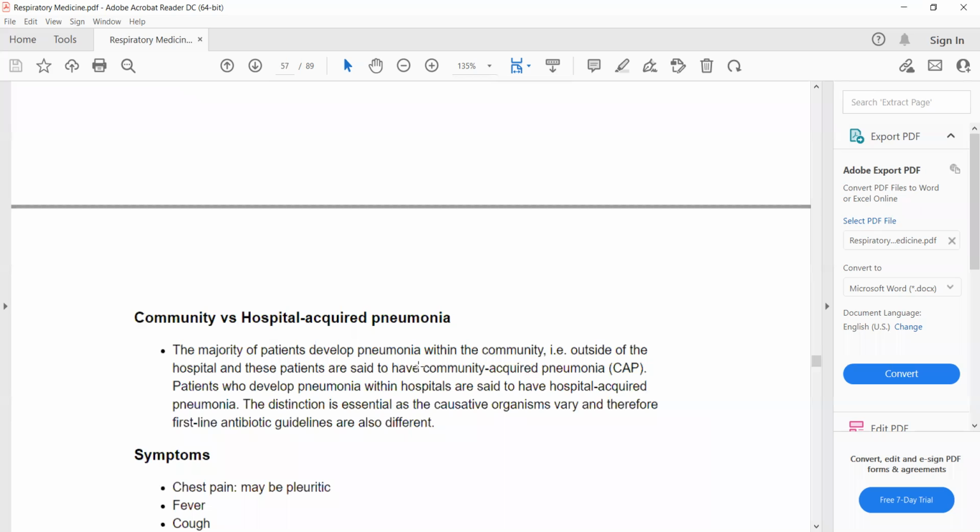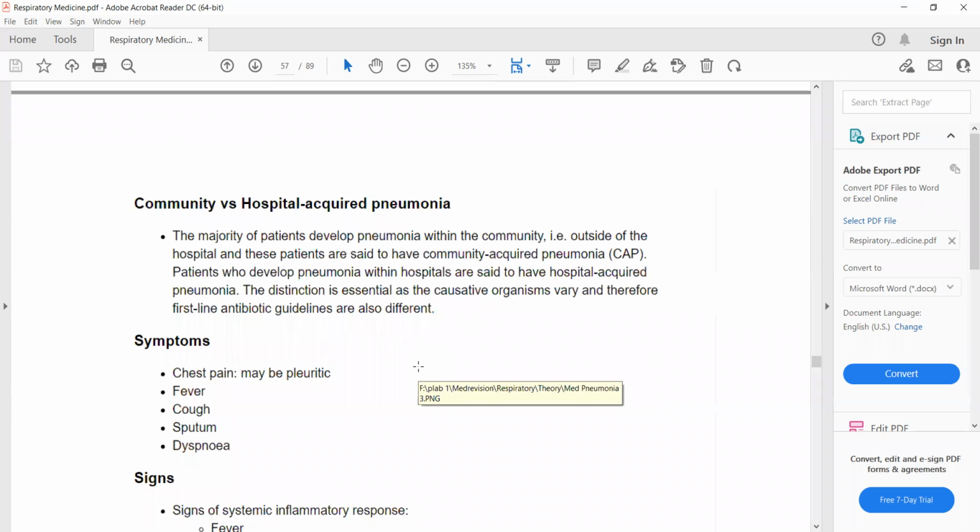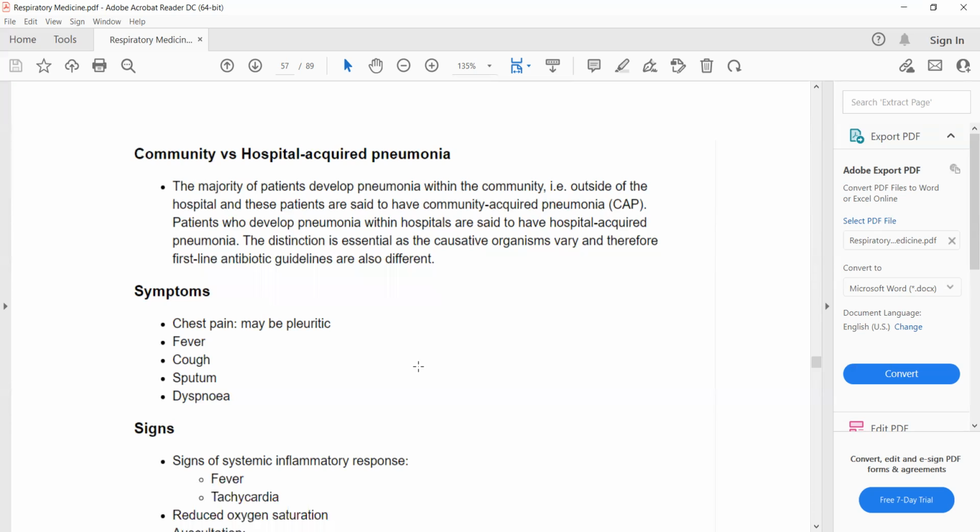Pneumonia can be community acquired or hospital acquired. If the person develops pneumonia in the hospital, it will be known as hospital acquired pneumonia, and if the person develops pneumonia in the community, it will be known as community acquired pneumonia or CAP. Differentiating between community and hospital acquired pneumonia is important because the first line antibiotics are also different for community acquired and hospital acquired pneumonia.